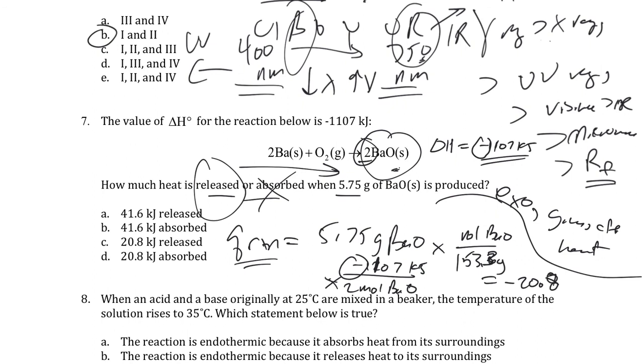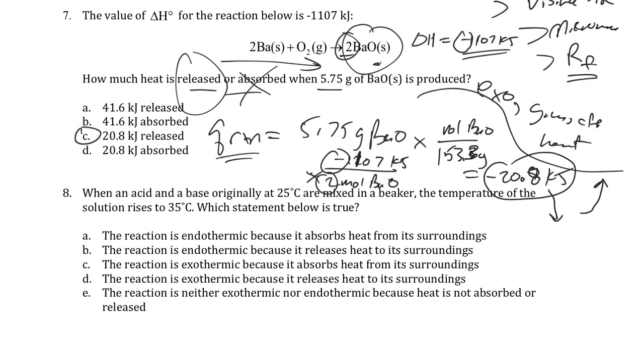153.3 grams per mole for barium oxide, and 2 moles, minus 1107 kJ. 20.8 kJ is the Q reaction. So the reaction is losing heat, and that heat is going to the surroundings. So it's releasing 20.8 kJ. So 20.8 kilojoules is released.